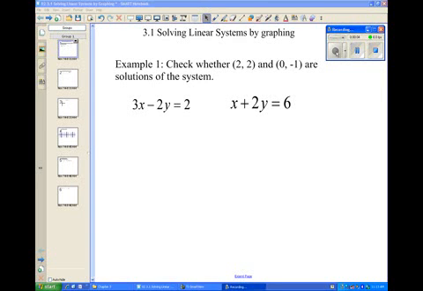So this is Chapter 3, Section 1, Solving Linear Systems by Graphing. If you want, you can go to the PDF section and download the PDF of these notes to make sure that you can follow along as we fill these out.